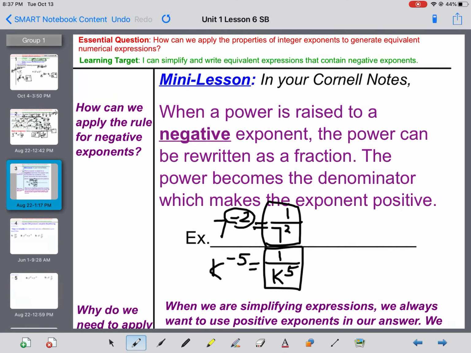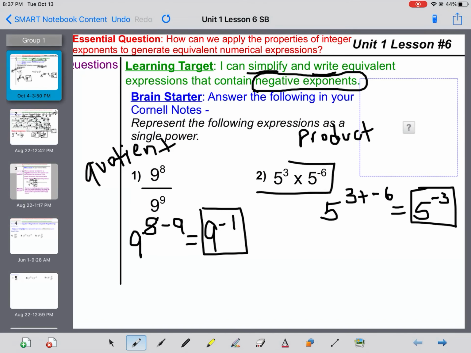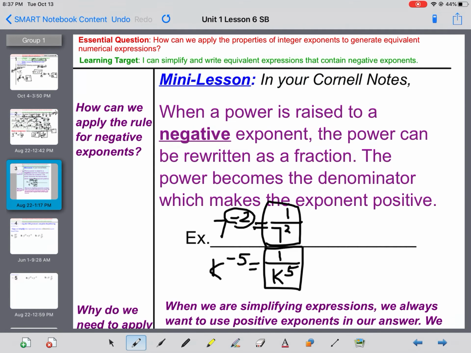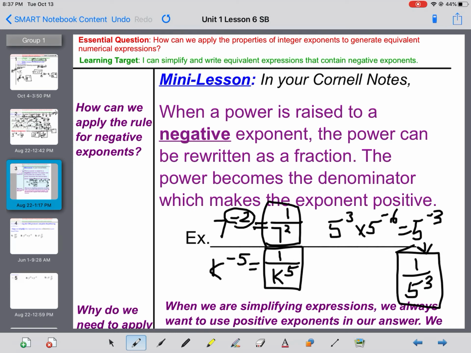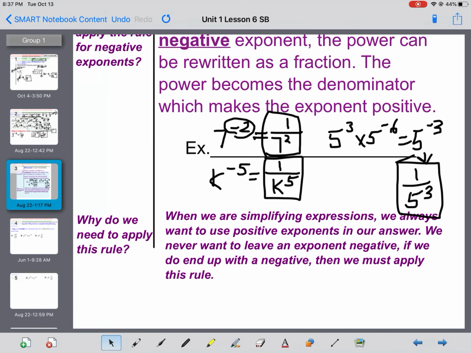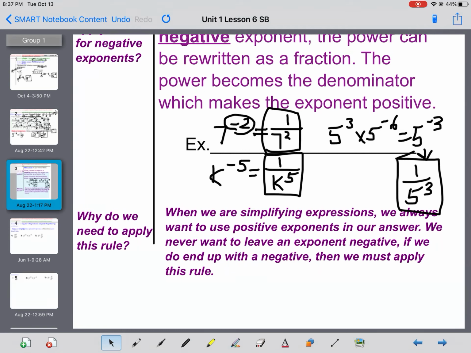All right, and going back to the brain starter, if we were to just use this as an example, so we're using the product rule. So we had 5 raised to the third times 5 raised to the negative sixth. We know that this is 5 raised to the negative third power, so our real answer would be 1 over 5 raised to the positive third power. We never want to have a negative exponent. And we're going to talk about that in our next question, which we're going to copy down as well.